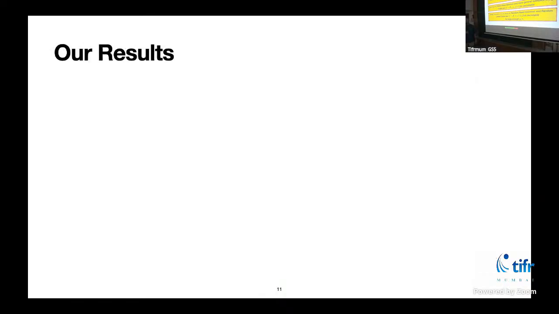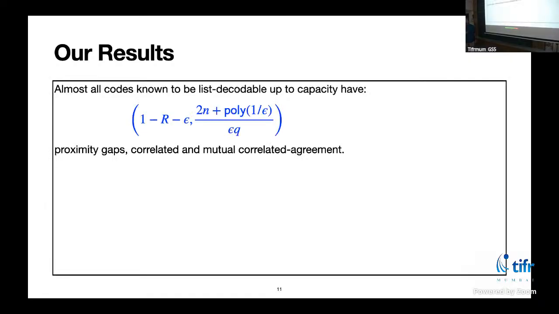Good. So what do we show? We show that almost all codes that were previously known to be list decodable up to capacity have, firstly, 1 minus r minus epsilon distance and just 2n over epsilon. So we don't even have a poly epsilon dependence, just a strict epsilon dependence and some additive factor. Proximity gaps, correlated agreement, and a slightly stronger notion of mutual correlated agreement as well.